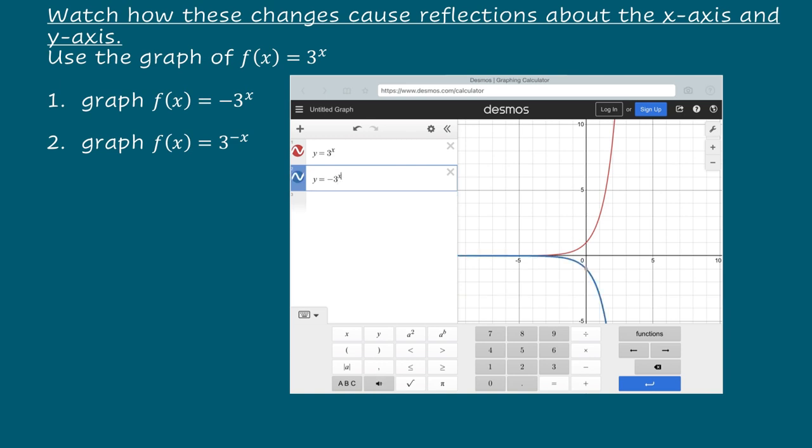Notice how it's the same graph, just reflected over the x-axis. But if I take the same graph, and instead of having a negative 3, I have a negative x, again, I have the same graph reflected over the y-axis.